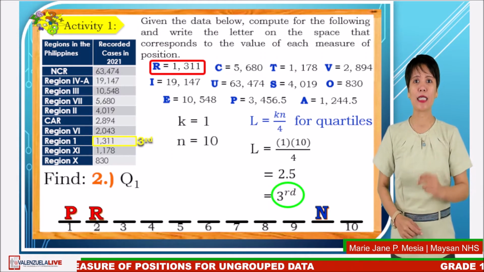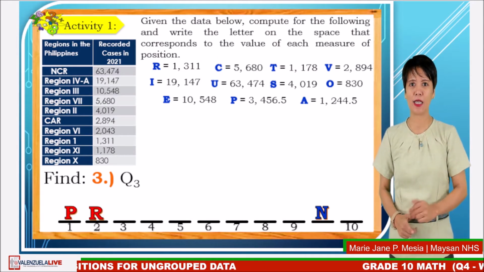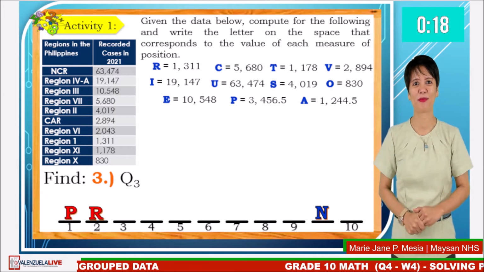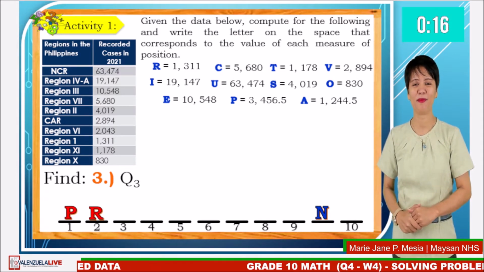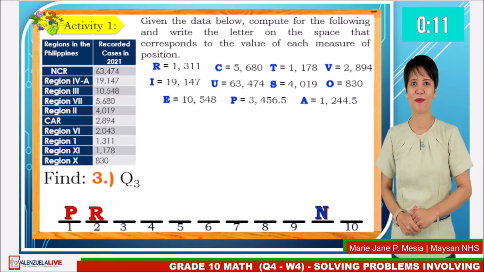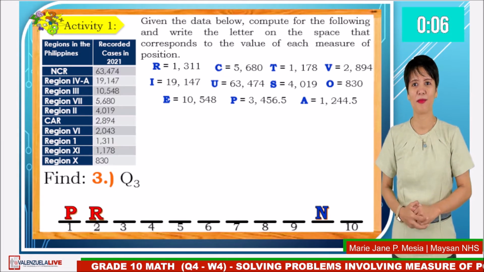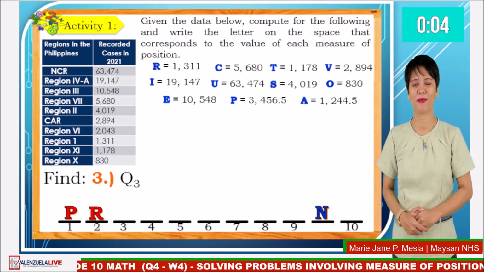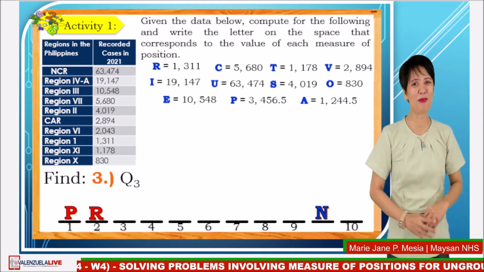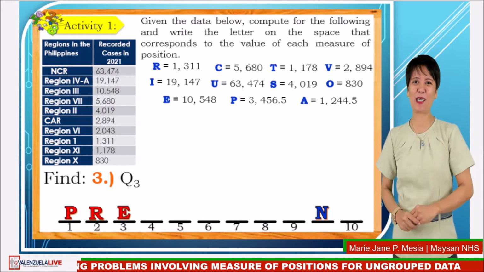Okay, number 3. Find Q sub 3 or upper quartile. Okay, the timer starts now. Okay, time's up. What is your answer? Correct. Letter E is the correct answer.